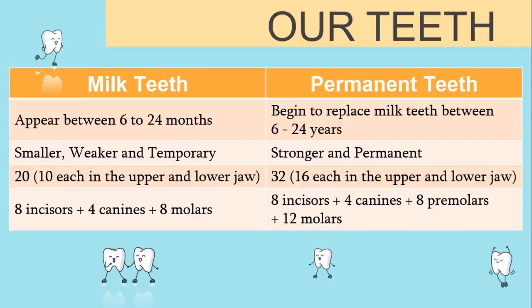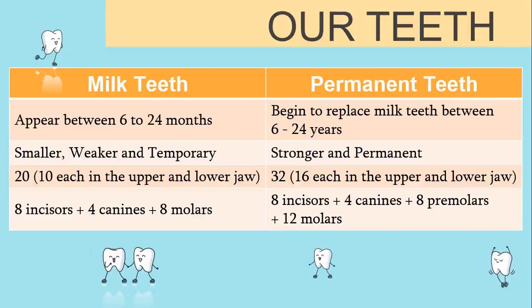Next, milk teeth are smaller, weaker and temporary. They look smaller and weaker than the permanent teeth. The permanent teeth are stronger. Next, number of teeth. Totally 20 milk teeth in our mouth, 10 each in the upper and lower jaw. Similarly, 32 permanent teeth in our mouth, 16 each in the upper and lower jaw.